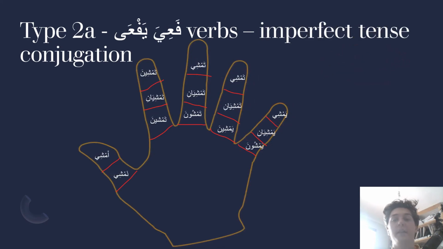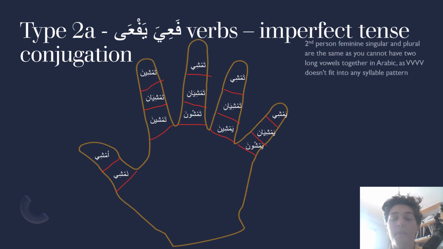Now we've come to the imperfect tense conjugation. So it's rather the opposite of a baqiya verb, because the baqiya verbs retain the fatha on their second radical in the imperfect tense, whereas these types of verbs do not. They have a kasra on their second root letter, except for the following rules.